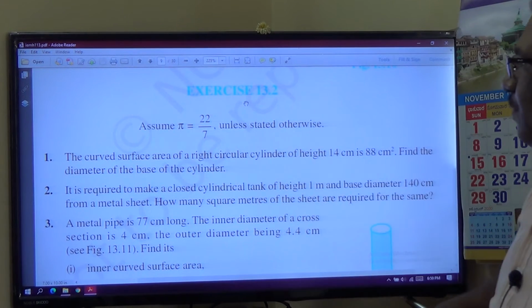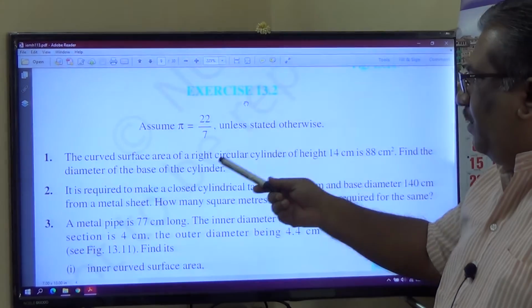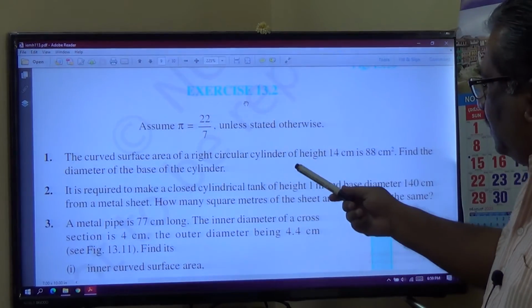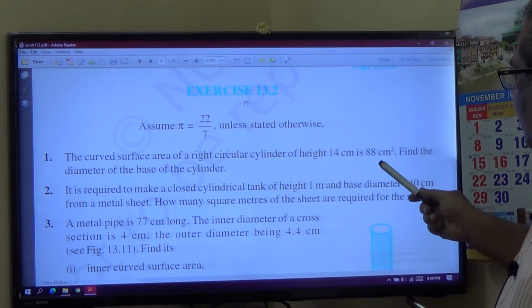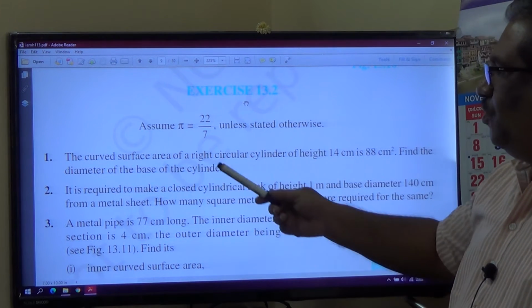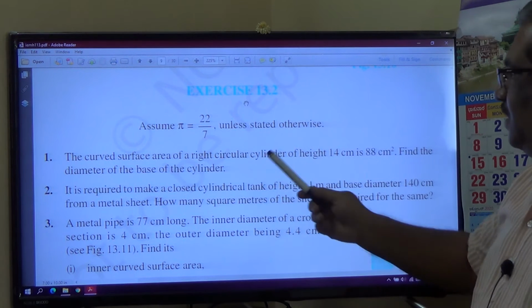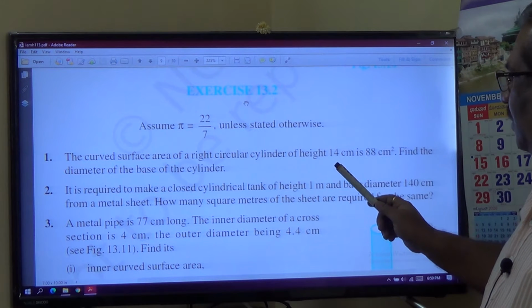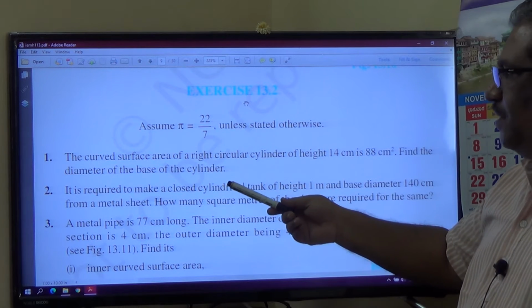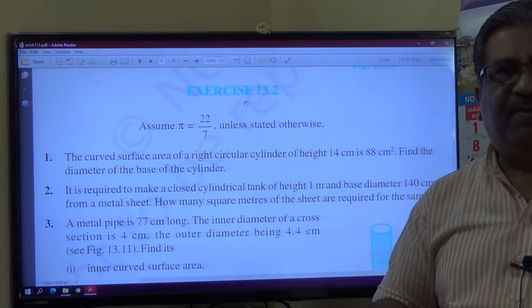Exercise 13.2. Assume pi equals 22/7 unless stated otherwise. First question, the curved surface area of a right circular cylinder of height 14 cm is 88 square centimeter. Find the diameter of the base of the cylinder. So what is given in this one? It is a right circular cylinder, height is given and curved surface area is given. So find the diameter of the base of the cylinder. Simple. Let us solve this on the board.